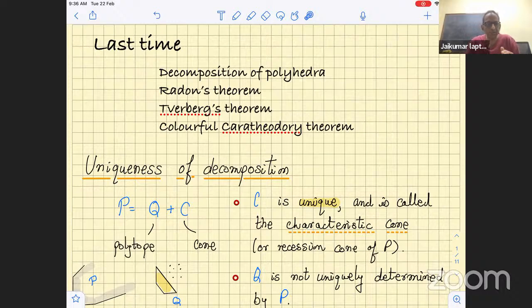Okay. So our plan today is talk about the decomposition of polyhedra a little bit more. I'll just state some facts. And then we will discuss the colorful Caratheodory theorem. And then we will start the ellipsoid method. So are there any questions from last time? Okay. Yeah, but please keep asking.